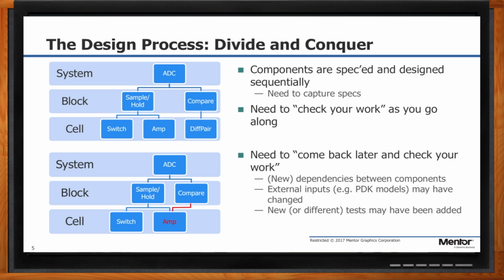There may be new dependencies, and I've drawn one there on the left where some engineer decided he could reuse a component to serve two functions. But if you designed it to do one and then you change it to do the other, you have to go back and make sure that you are still within spec on your first function. And then there are external inputs, which people sometimes ignore, that may have changed over time. Here I use an example of a Foundry PDK model, the SPICE device models, or the simulation engine, or something may have changed. You want to be able to come back and confirm that your system is still operating the way you intend.